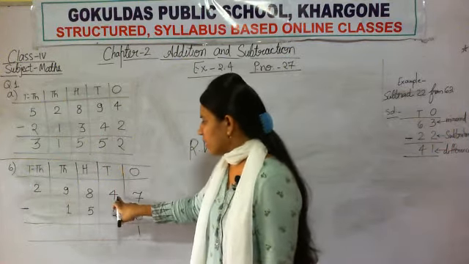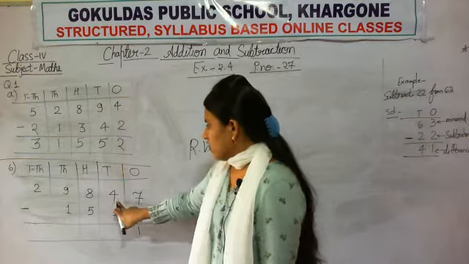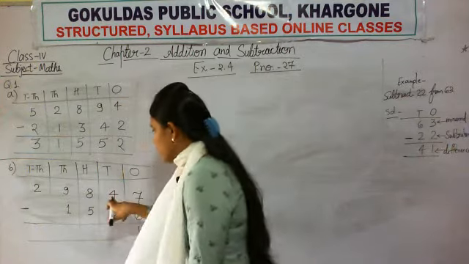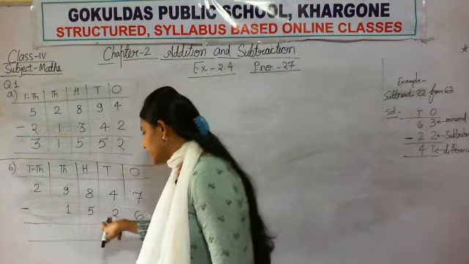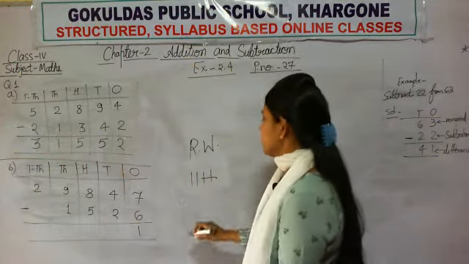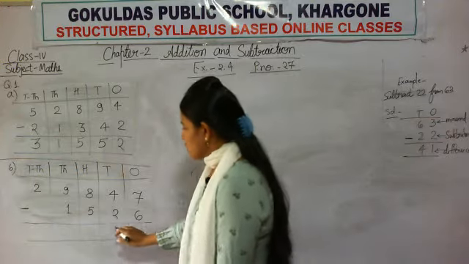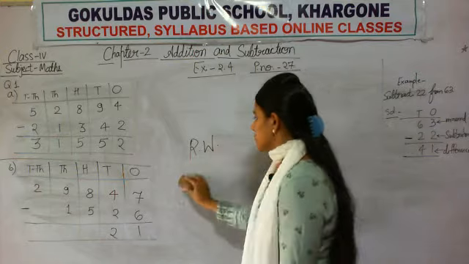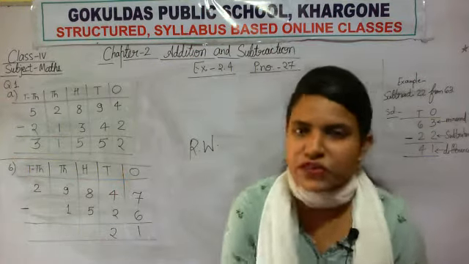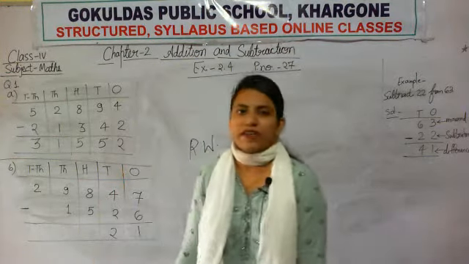Now in next column 4. You want to subtract 2 from the 4. So draw 4 sticks. You want to subtract 2. So remove 2 sticks. How many left? 1 and 2. So write 2 here in the tens column. Now move to the next column, that is hundreds column.